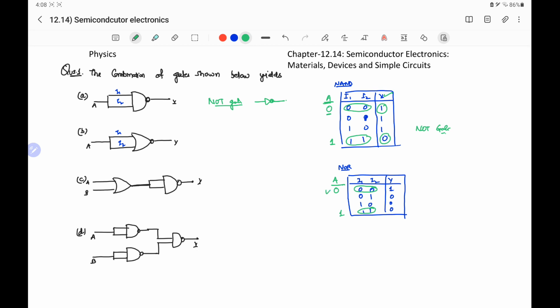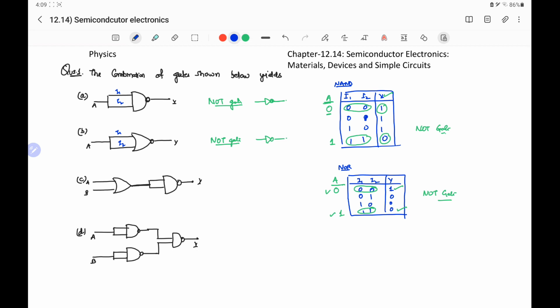So for 0, we have the output 1. For 1, we have output 0. That means again it is a NOT gate. So the circuit in part B is also a NOT gate, which can be represented by the symbol of NOT gate.